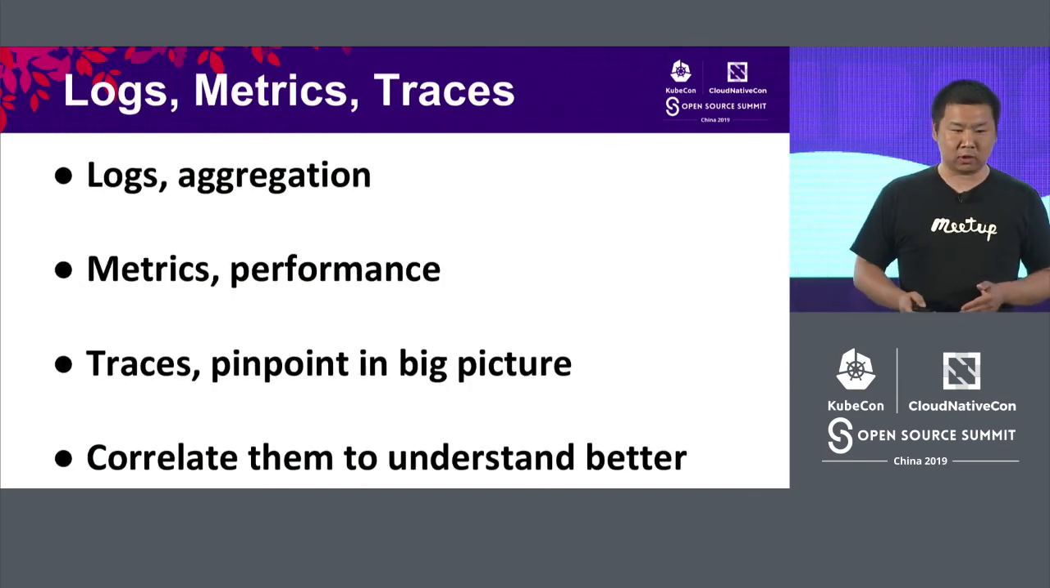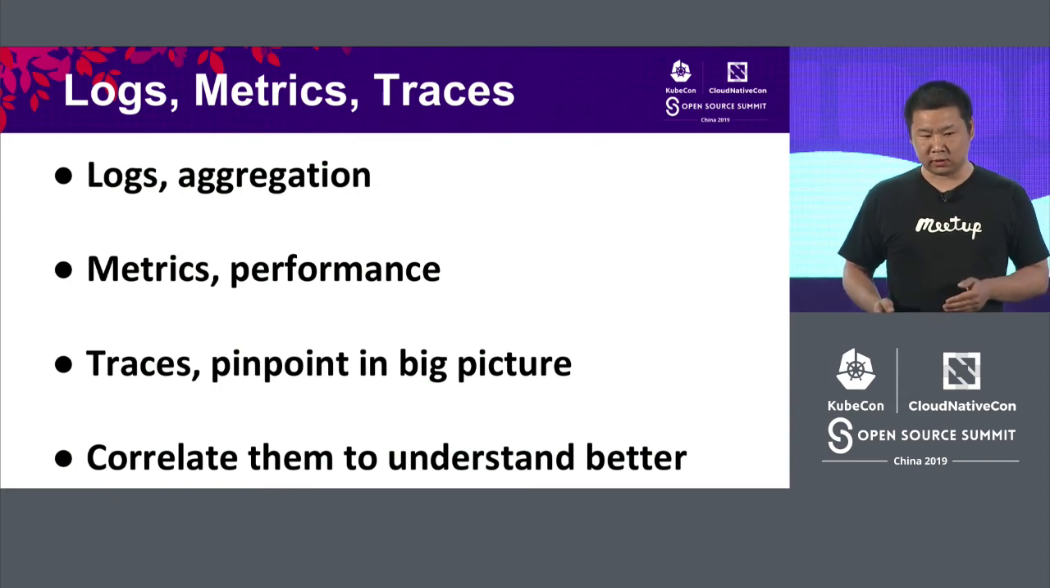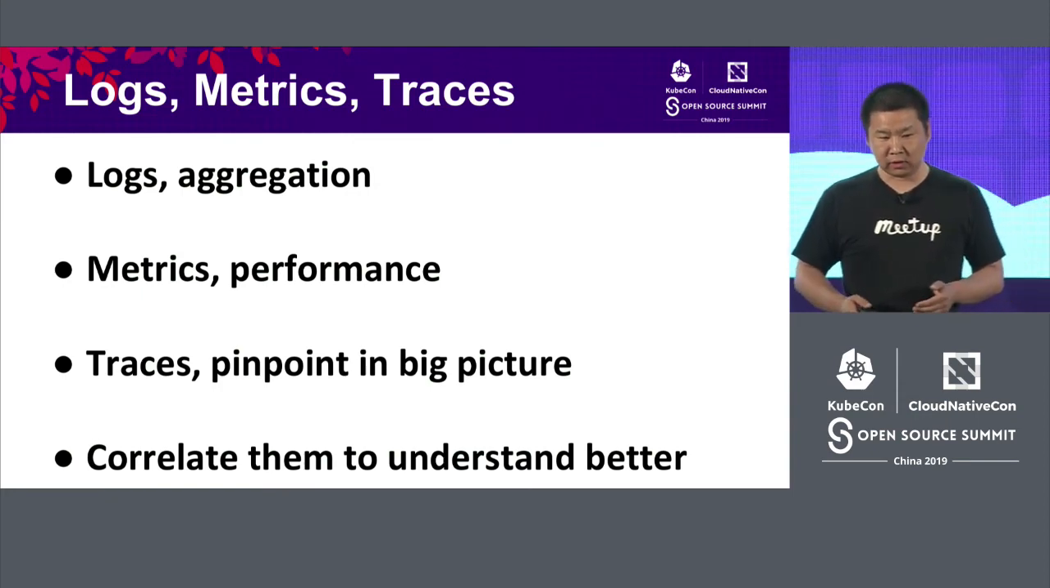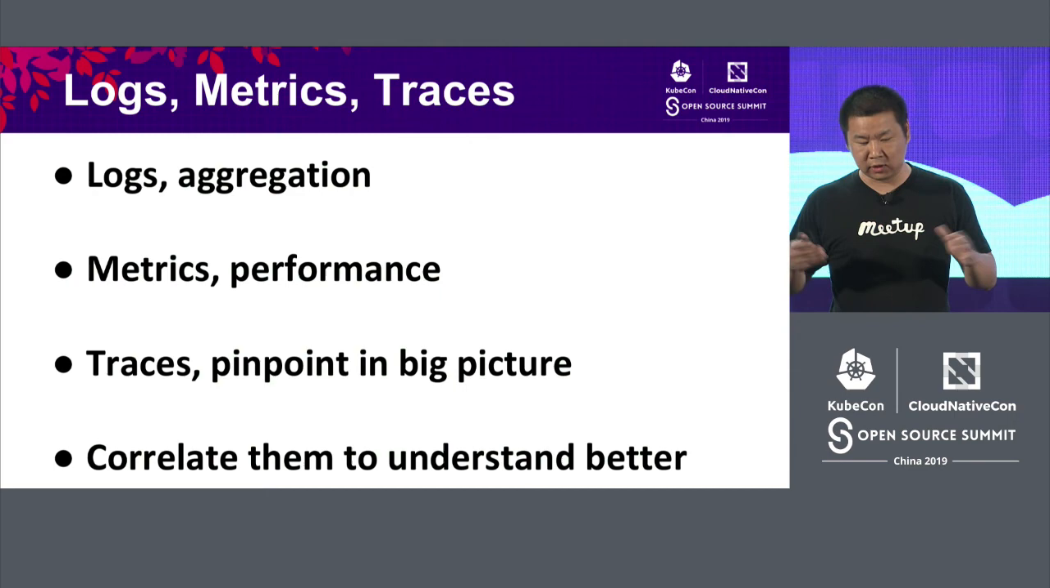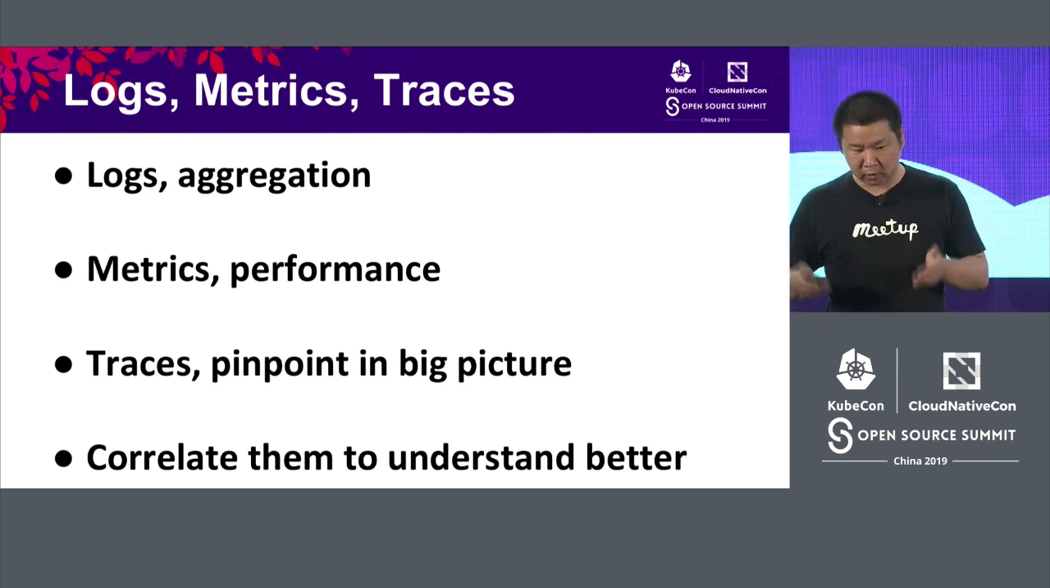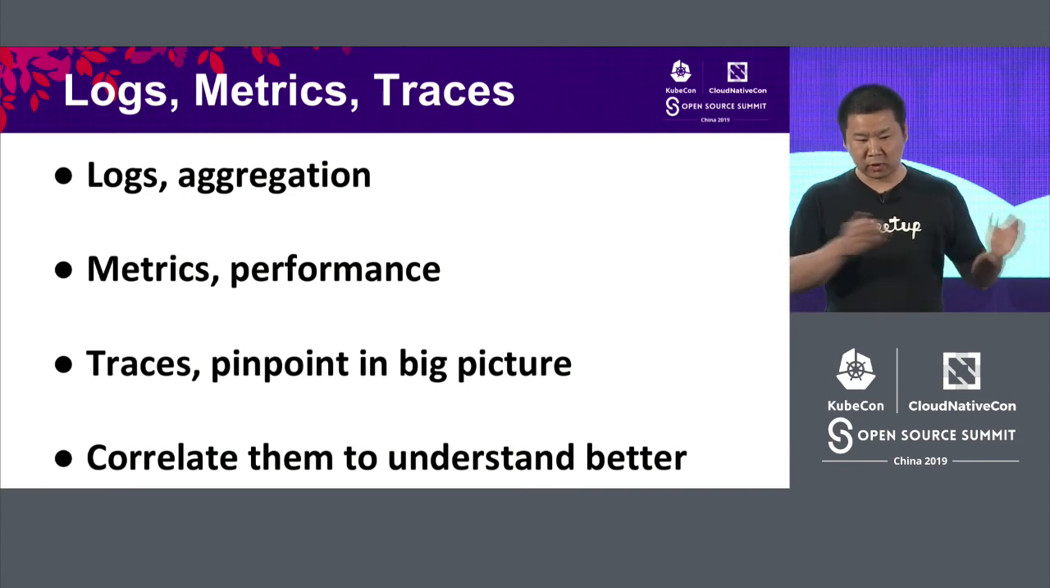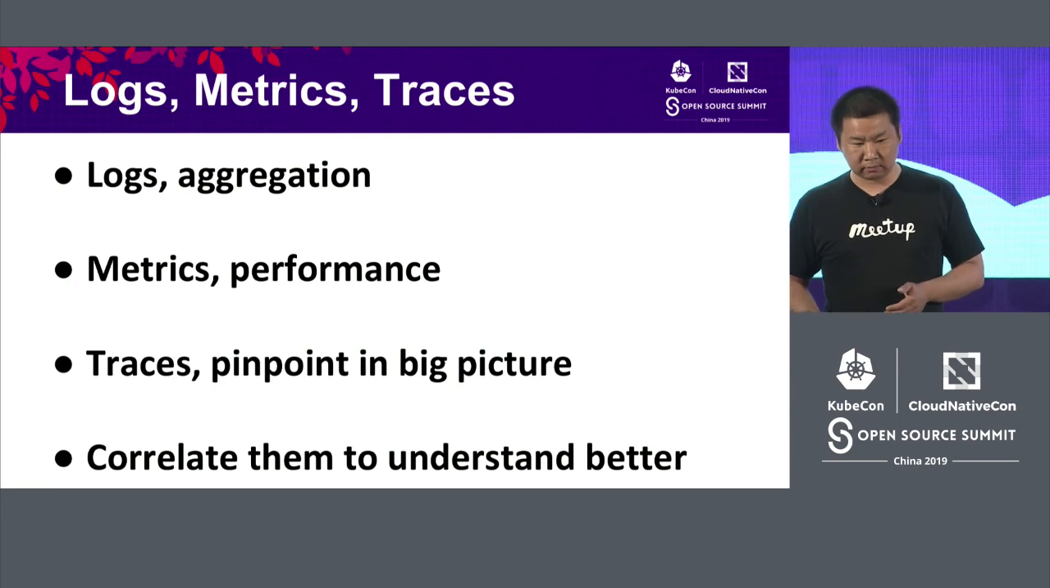The final piece I want to talk about is logs, metrics, and traces. You're probably going to hear a lot about them in other situations, but concept-wise, logs are about aggregation, a time series view. Metrics are about performance, about testing a certain piece of function code. Traces are an easy way to pinpoint the different transactions of microservices in the large picture. We also leverage traces between the front end and the back end so that we can identify the issues for the users.